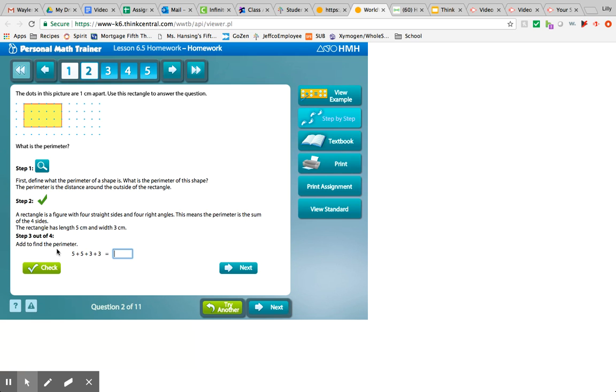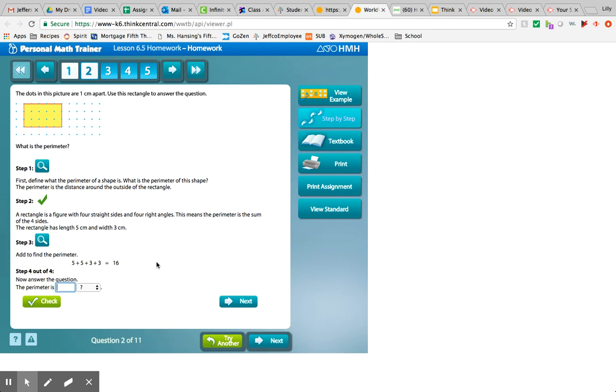Step 3, add to find the perimeter. 5 plus 5 plus 3 plus 3. And again, let's see what happens if I answer incorrectly, just so we can get an idea of the support that the trainer offers. So it just ignores my answer and will show you the correct sum of the sides is 16. Step 4 out of 4 is to now answer the question, which I can do: 16, and because it was centimeters, it's going to be centimeters here, not square centimeters, because this is not a question about area.